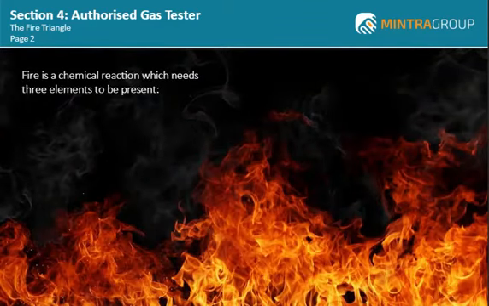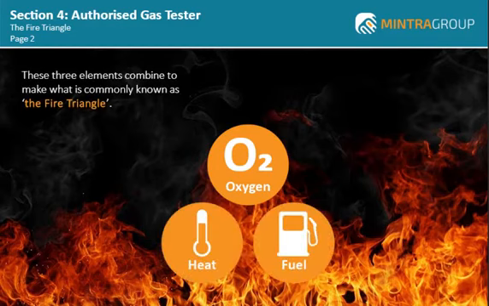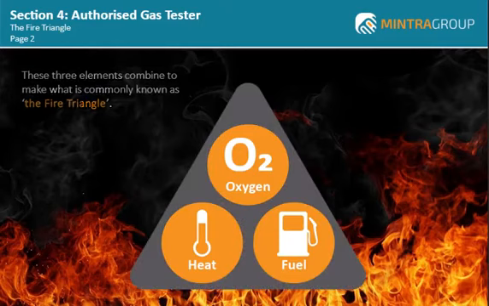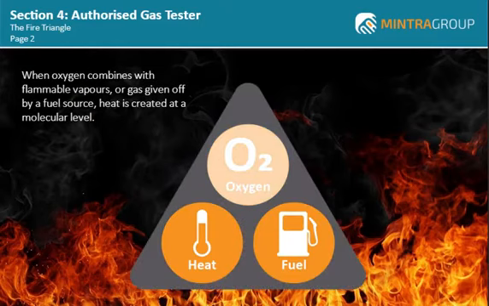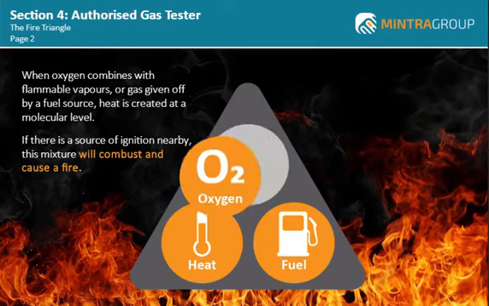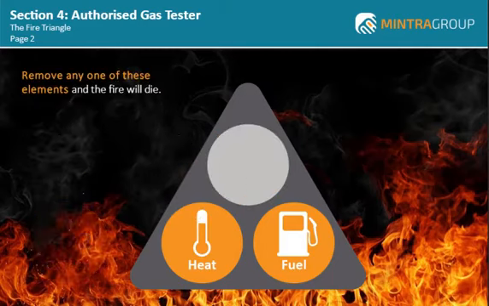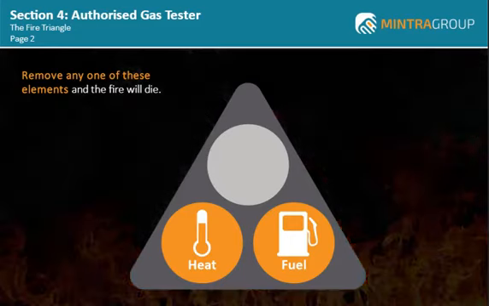Fire is a chemical reaction which needs three elements to be present: oxygen, heat, and fuel. These three elements combine to make what is commonly known as the fire triangle. When oxygen combines with flammable vapors or gas given off by a fuel source, heat is created at a molecular level. If there is a source of ignition nearby, this mixture will combust and cause a fire. A fire can be prevented by taking away any one of these three elements. Remove any one of these elements and the fire will die.